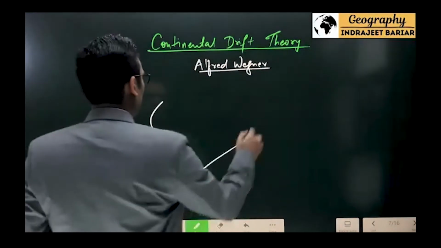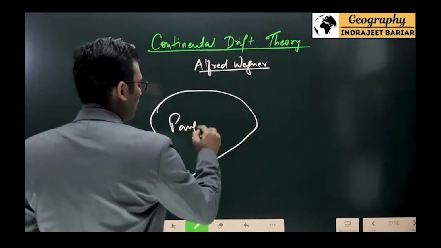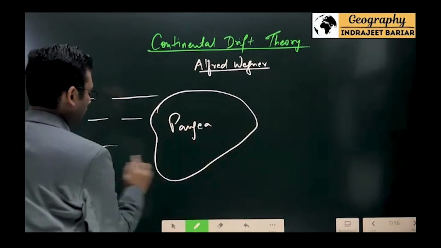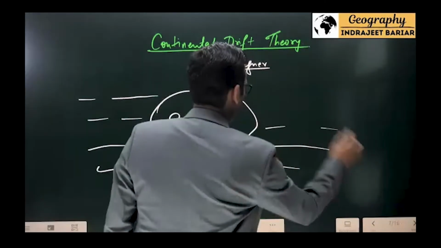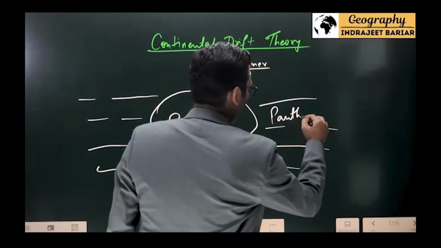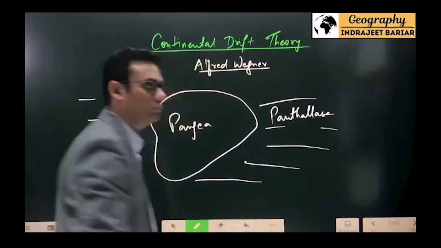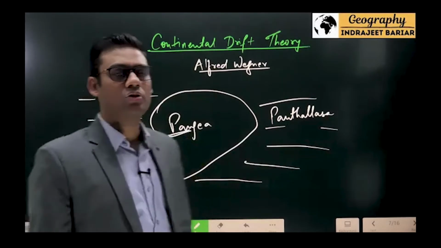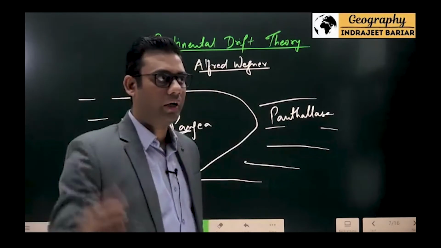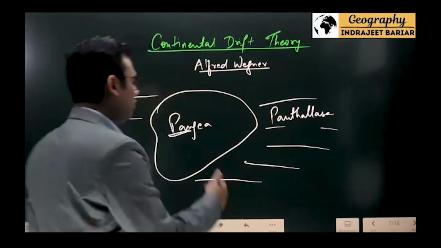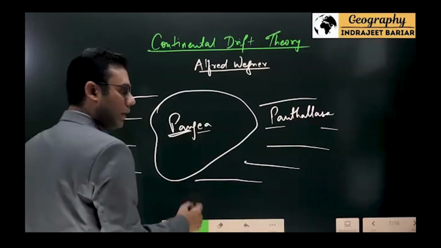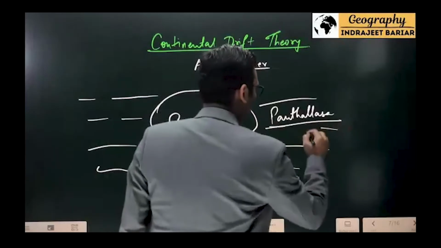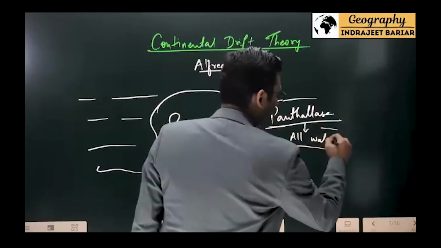This landmass Wegener called Pangaea. And he said this landmass, Pangaea, was surrounded by a water body, Panthalassa. Pangaea: pan is a German term meaning all, like we say pan India, all India. And Gea refers to ground or land. So Pangaea meant all land. Likewise, Panthalassa meant all water.